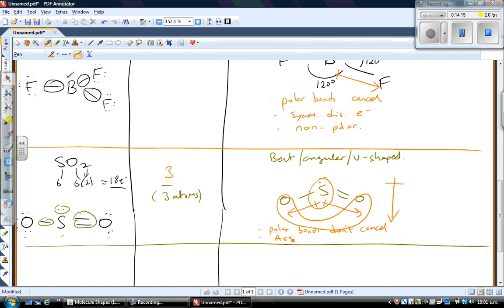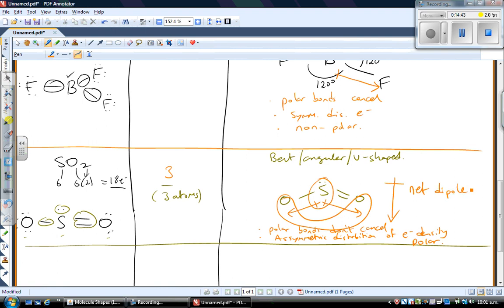There's an asymmetric distribution of electron density, and therefore the molecule is polar. So that's our first polar molecule that we've come across, and that one is described as angular or bent or V-shaped with a net dipole. This is described as a net dipole or a molecular dipole.